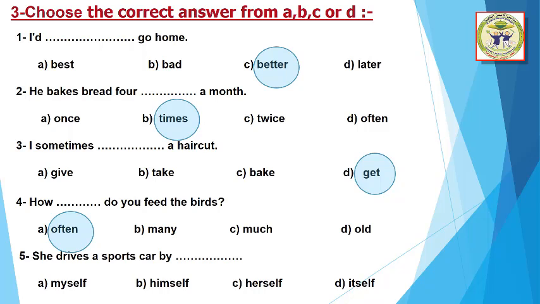Number 5, she drives a sports car by space. By myself, himself, herself, itself. Remember, these are the reflexive pronouns, and the subject here is she. So she takes what? The right answer? Yes, she drives a sports car by herself.